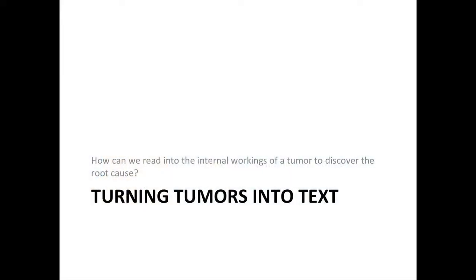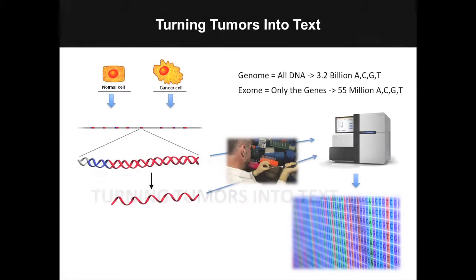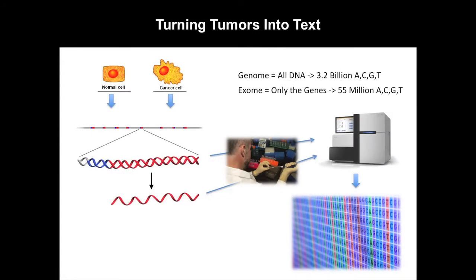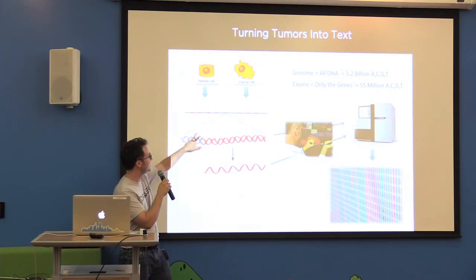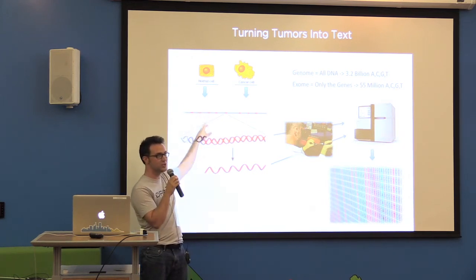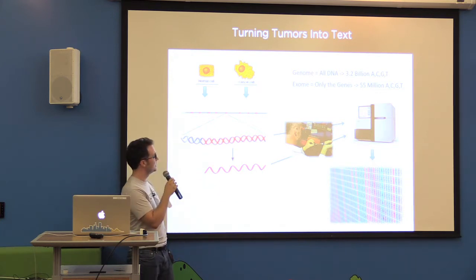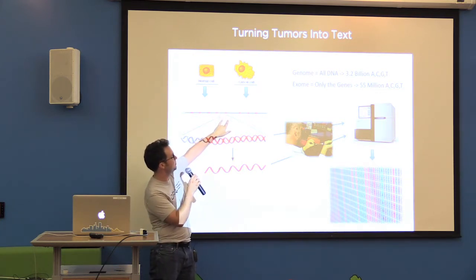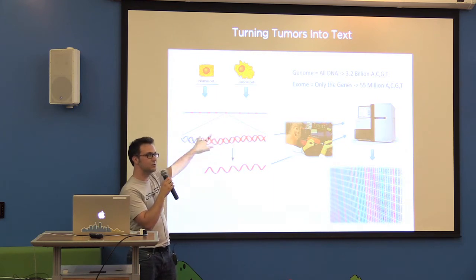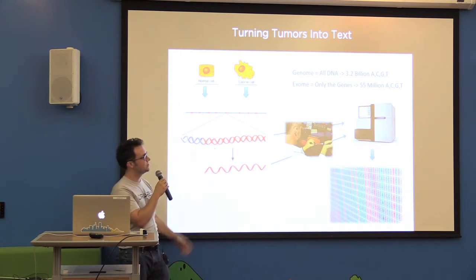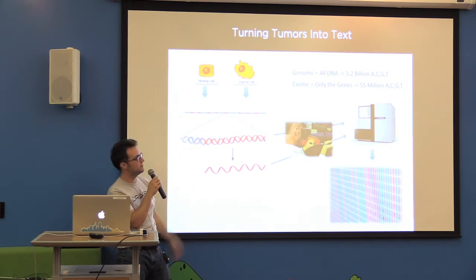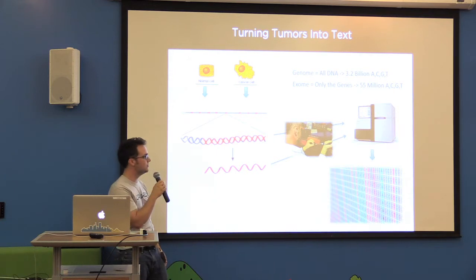So how do we turn this into text? How do we turn this into something that we can actually analyze? So this is DNA sequencing. Typically what we'll do, and this is starting to change, people are starting to look at the whole genome, everything involving genes and also everything between the genes. But typically what the medical field does today, including our company, is we just extract the parts of the genome that turn into proteins at some point. So this is what we call the exome. So instead of 3.2 billion characters, we're down to 55 million that we have to look at. So still quite a bit of data.